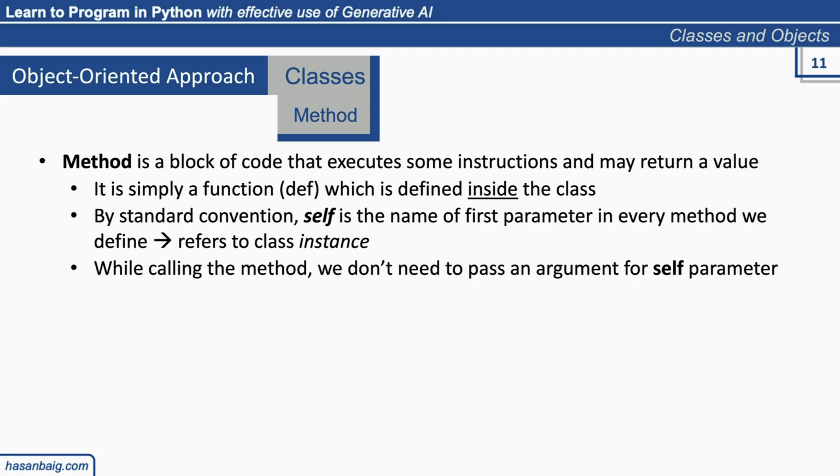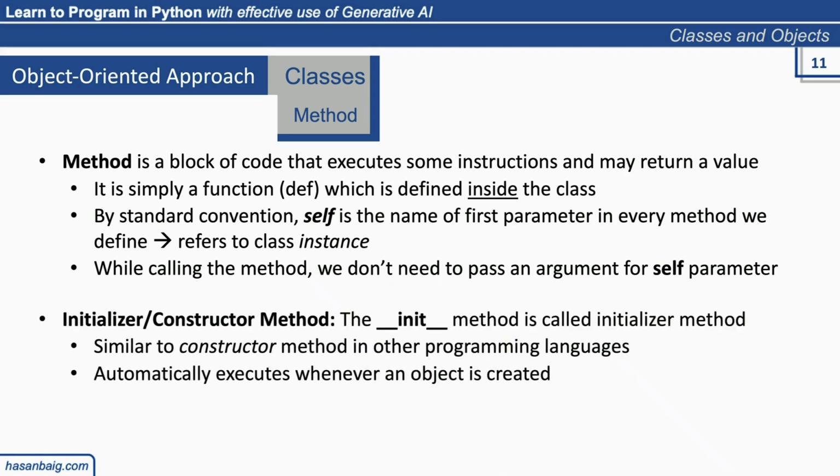Again, it will become more clear, and there is also an activity here associated with PyPal, so you can also ask PyPal later on. And then we have the initializer or constructor method. Double underscore init double underscore is the name of the method, and that method is generally referred to as the initializer, sometimes as the constructor in other programming languages.